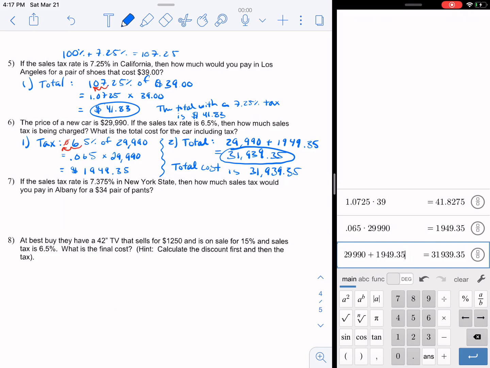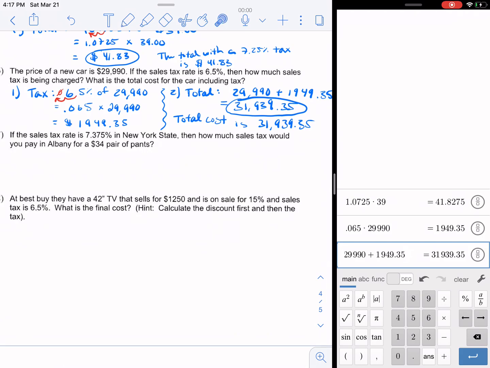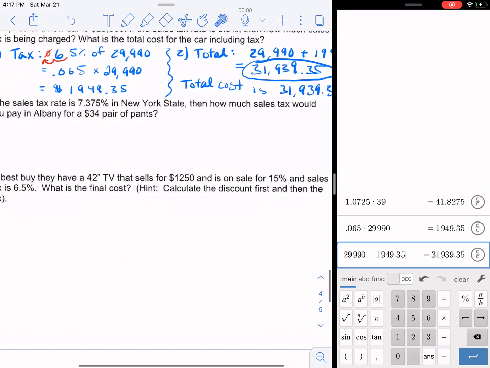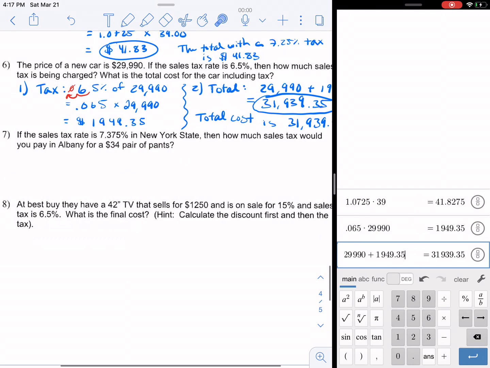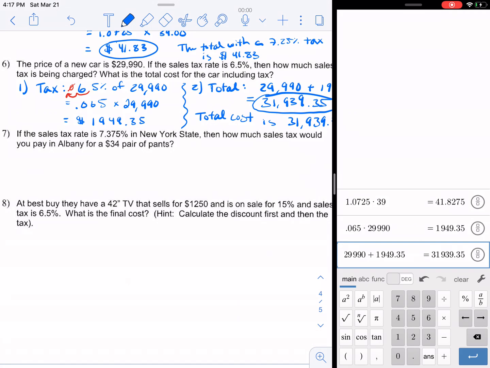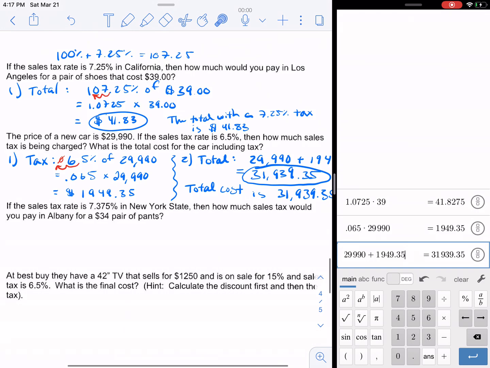All right. Number 7. All right, let's take a look. So number 7 says, if the sales tax rate is 7.375% in New York State, then how much sales tax would you pay in Albany, a city in New York, for a $34 pair of pants? So again, I can do two different methods, right? I can either do the method where I find the tax first and then add it on, or I can go straight to the answer and find the total cost.